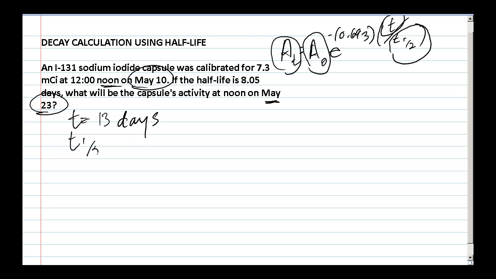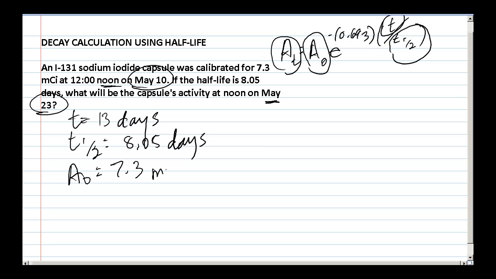The T 1/2 is 8.05 days. They tell you that in the problem. The original activity, they also tell you, is 7.3 millicuries. So that means we'll be solving for A at time t. We don't know what that is, so we'll just go ahead and substitute it in. You'll get faster at writing these after you do a couple of problems. It gets pretty easy.